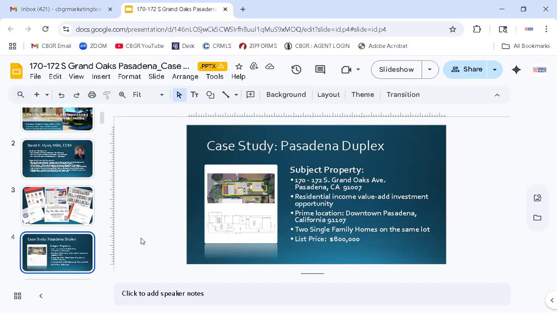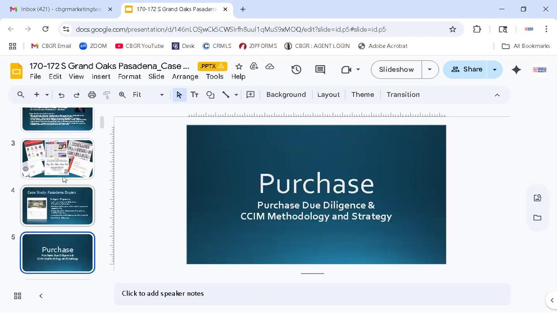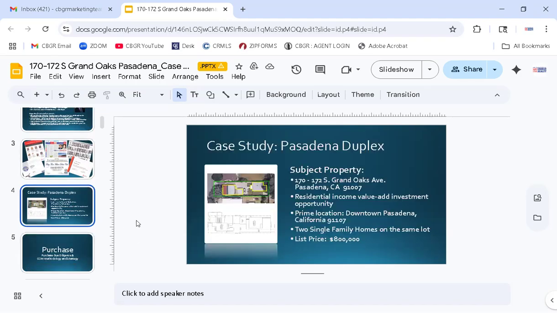Now, this is the property at 170, I'll go back. Sorry. 170, 172 South Grand Oaks. Here's an aerial photograph. This is a site plan. It's located near downtown Pasadena, 2 single-family homes. The listing price was $800,000 in the fall of 2016. So that 2016 is 4 plus 4, 8 years ago. Next slide.